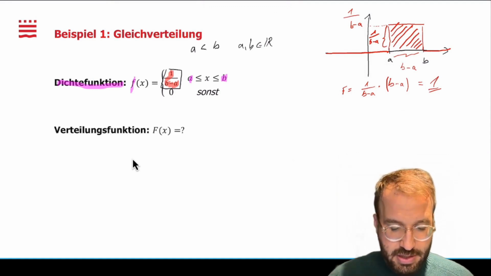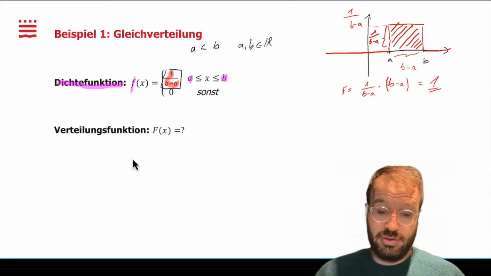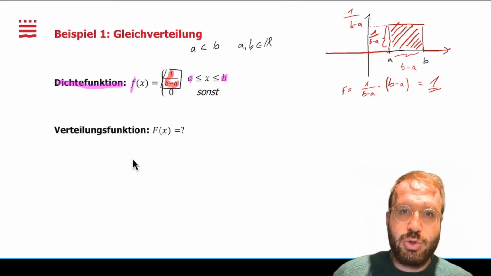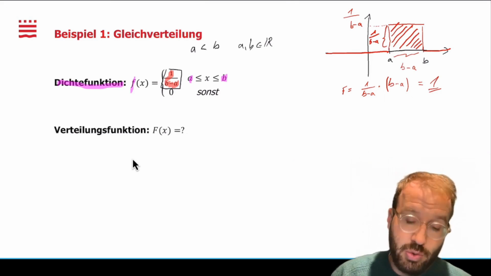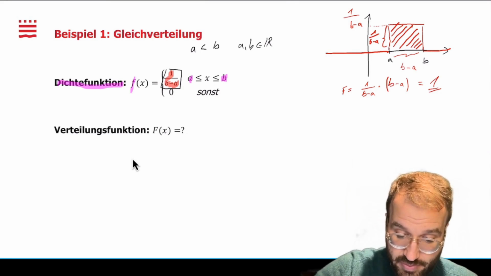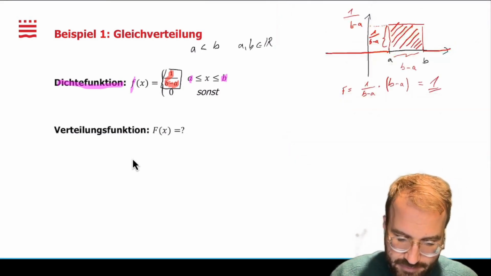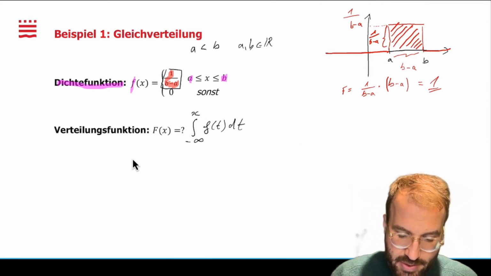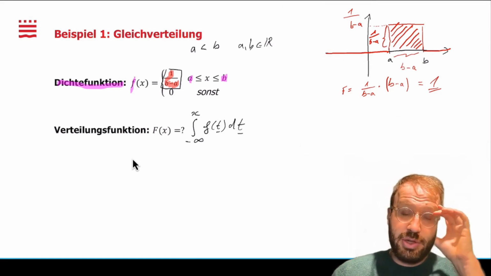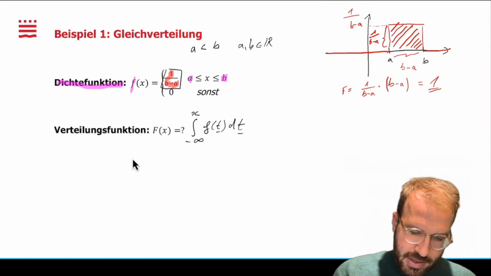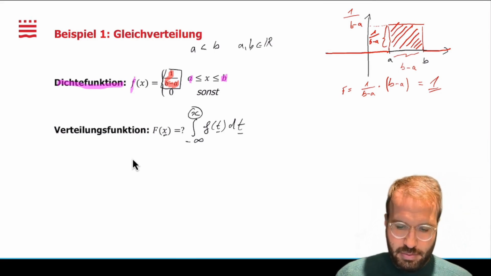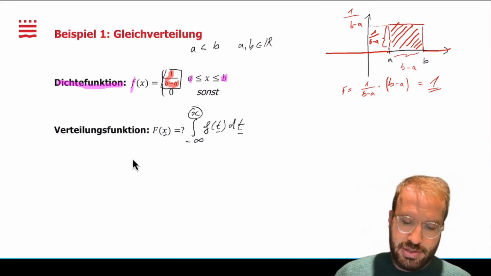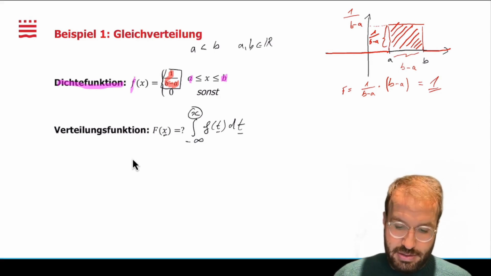And the question now is, what is the distribution function? And there are now 2 ways to approach this. One way would simply be through integral calculus. So that would be the integral from minus infinity to x of f of t dt. Yes, I wrote t here so that we have a different variable name than the variable name x, because that one appears here. However, we can make this a bit simpler in this case by simply calculating the areas.